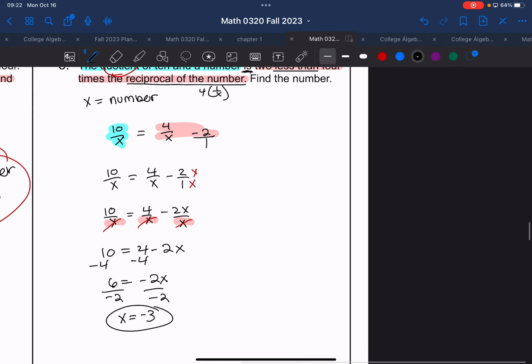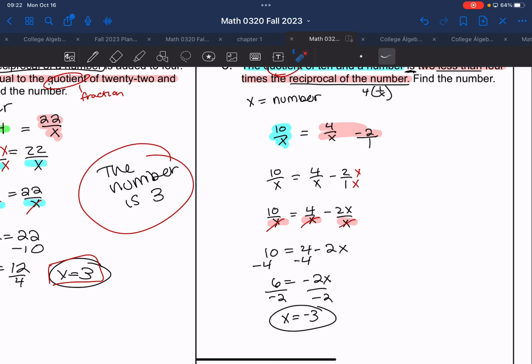Okay. So checking that negative 3 in my original equation, will I ever get a 0 in the denominator? No, I would get a negative 3 in the denominator, but not a 0. So that means that negative 3 is my answer.